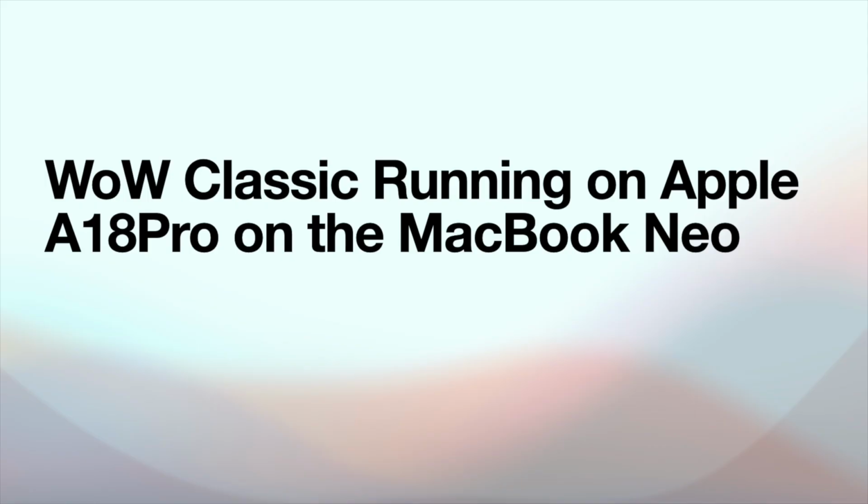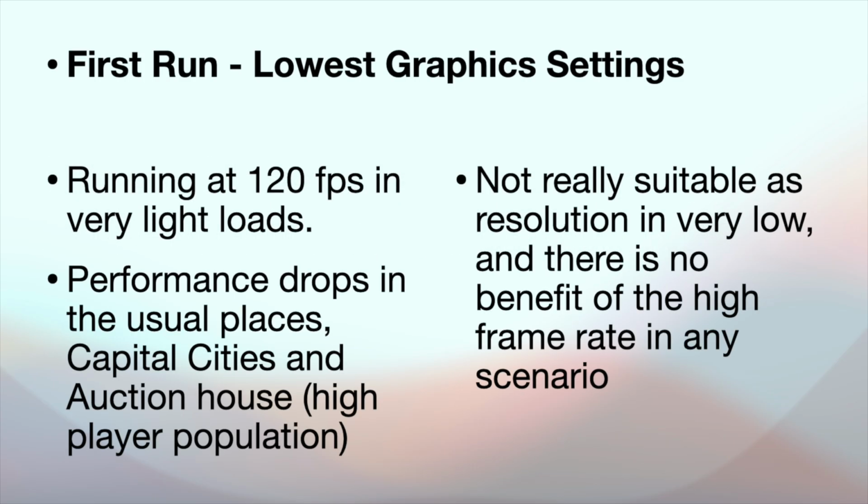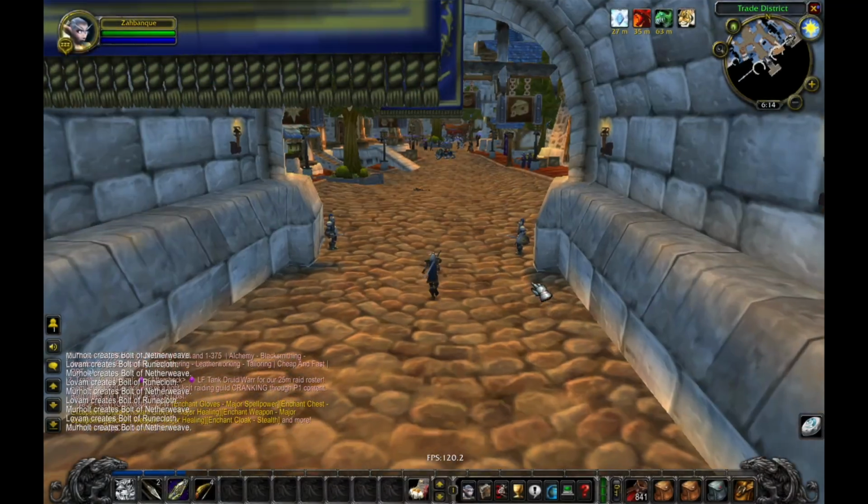Hey everyone, this is going to be a very quick guide just running the WoW Classic client on the MacBook Neo with the Apple A18 processor. We're going to do 3 graphics runs first, a low run, lower settings, just to see what our highest frame rate can be. A bit theoretical there. We're going to go through and run it on the highest graphic settings.